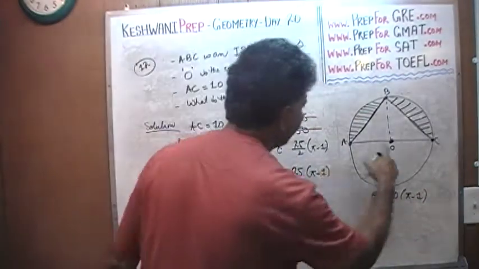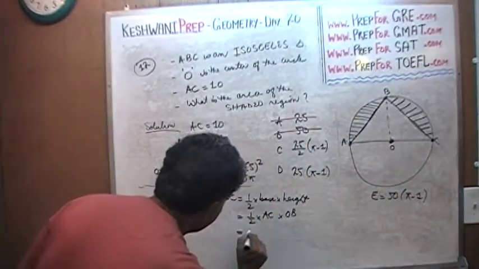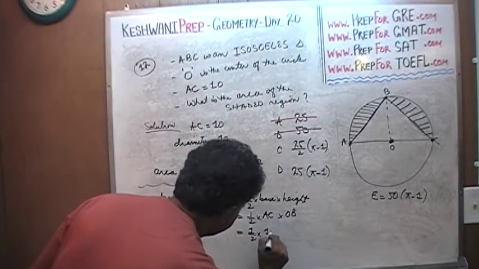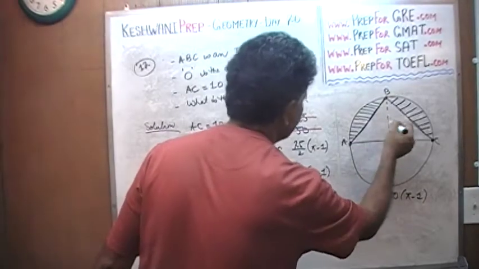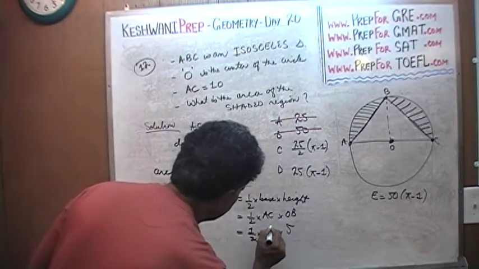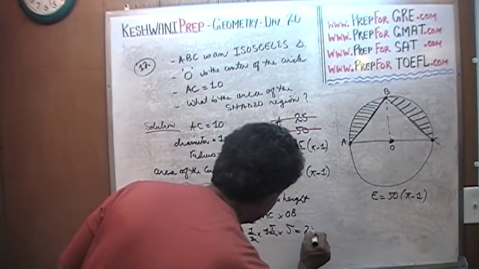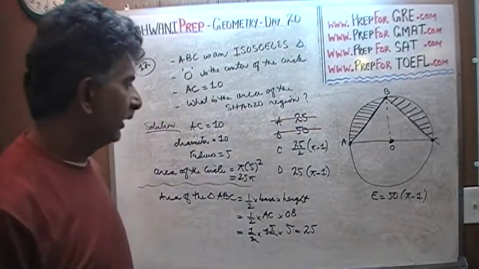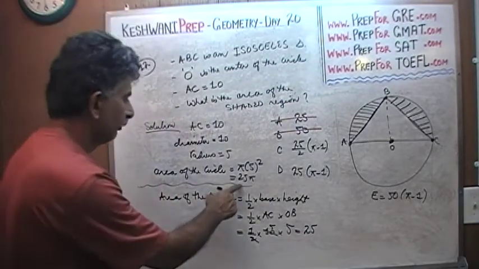Well, A to C is the diameter, which we know is 10. Height O to B is the radius, which we know is 5. So the 2 cancels out, and we get 25. So the area of the triangle is 25. Area of the circle was 25 pi.